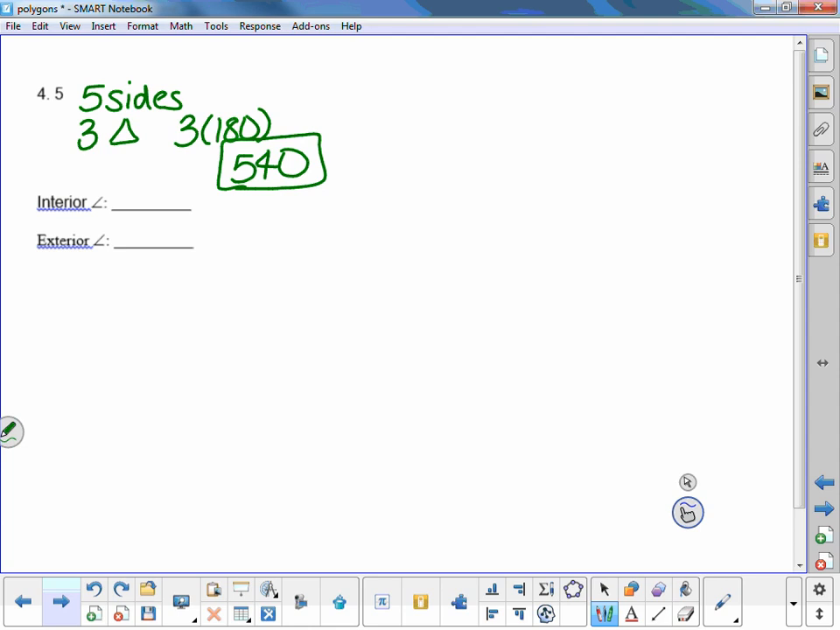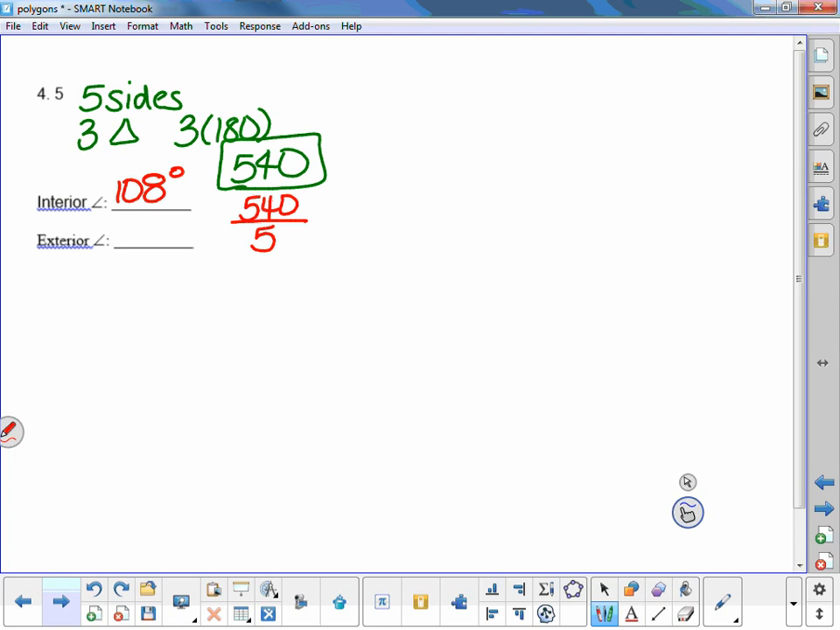It's not asking me for all of them here. It's asking me for one of the interior angles. So instead of writing 540, I have to find out one of them. So I'm going to do 540 divided by the number of sides it has. It was 5 sides. So 540 divided by 5 means that each angle is 108 degrees. 108 plus 108 plus 108 is going to give you 540. So add them all up.